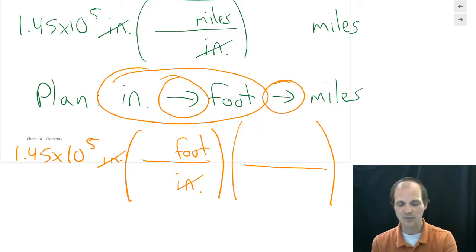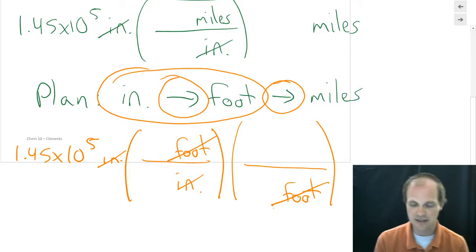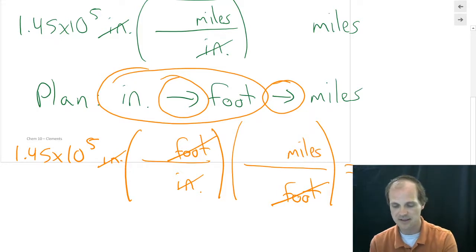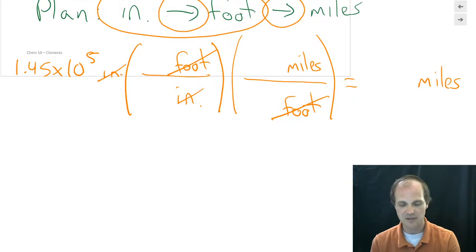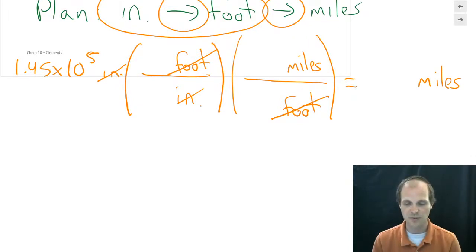And our second one, we're trying to convert foot into miles. Remember, we don't want feet when we're done. So since I had a foot on top over here, I'm going to cancel it out with a foot on the bottom over here. And I'm trying to get to miles, and so it looks something like this. And when we do all that work out, we end up canceling out inches, canceling out feet, and we do end up with miles, which is what we want.